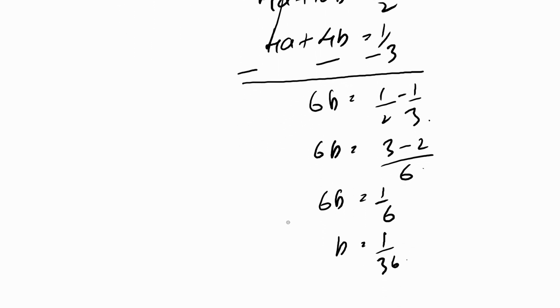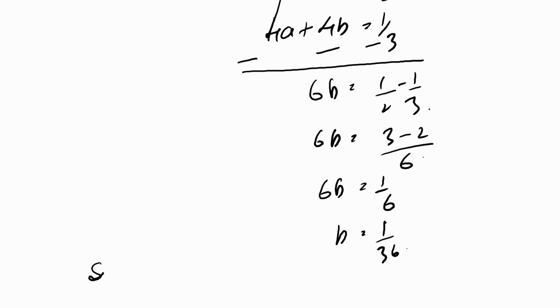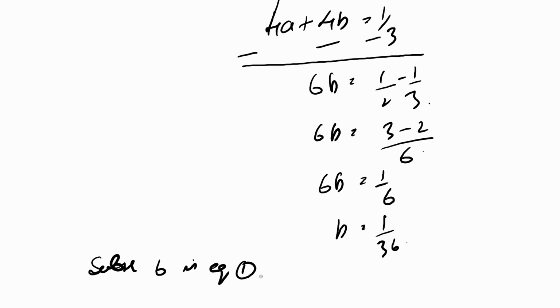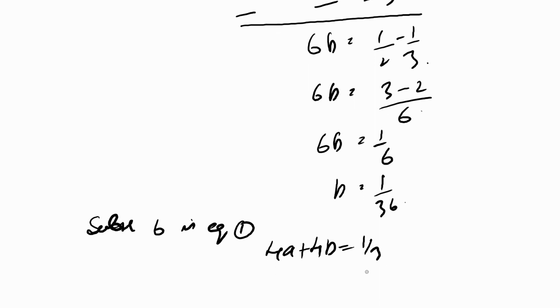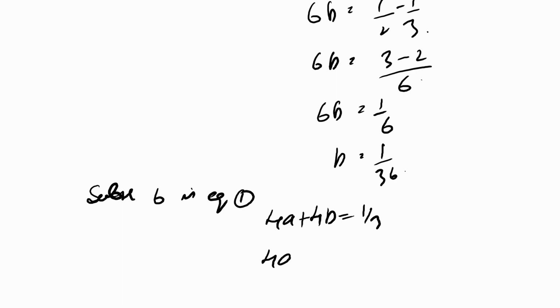Substituting b in equation 1. Equation 1 is 4a plus 4b is equal to 1 by 3. So we can say 4a plus 4 into 1 by 36 is equal to 1 by 3. This will become 1. This will become 9.